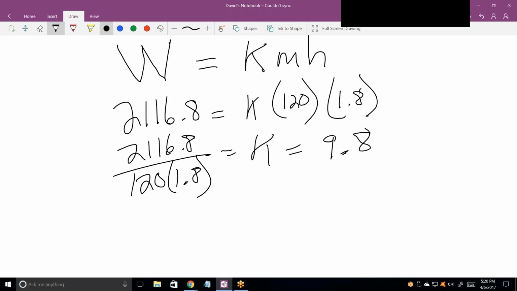So, okay, now what is my specific work equation for this? W equals 9.8 times M and H. Okay. Now they ask specifically, how much work is done when lifting a 100-kilogram object 1.5 meters? So what's the next line?